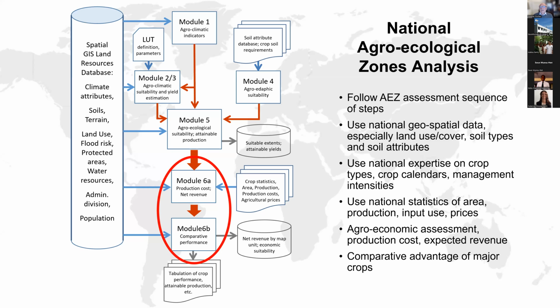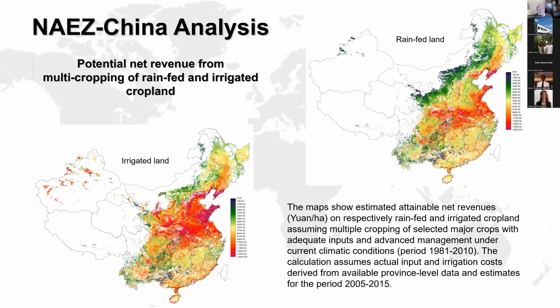in my slides. So the first example is coming from China, where the maps that you see here show the estimated attainable net revenue in yuan per hectare on respectively the rain-fed and irrigated cropland, assuming multiple cropping of selected major crops with adequate inputs and advanced management under current climatic conditions.